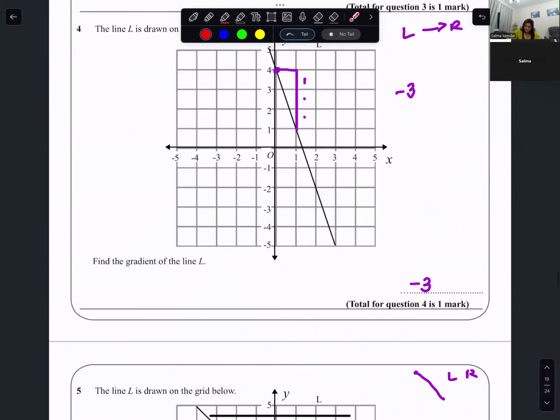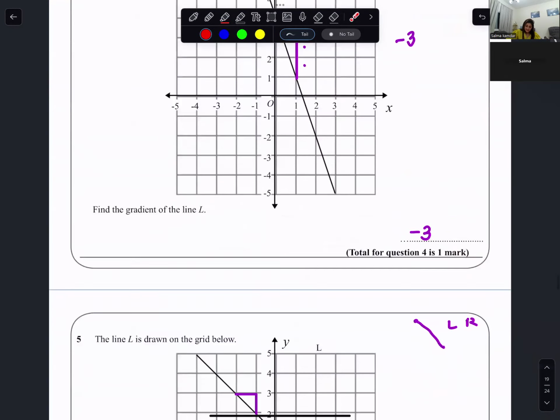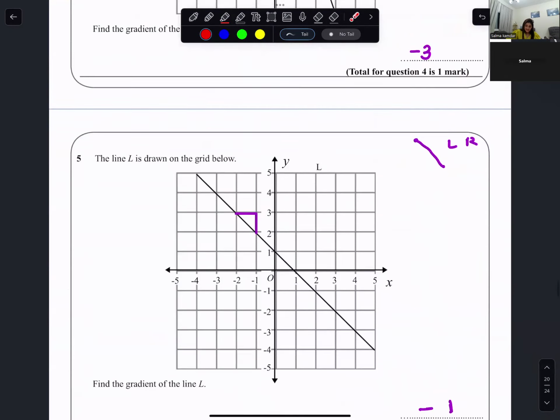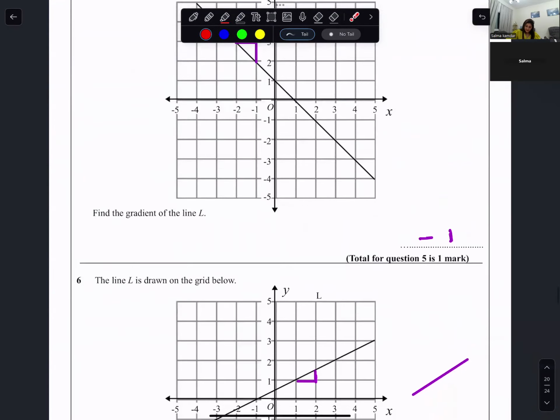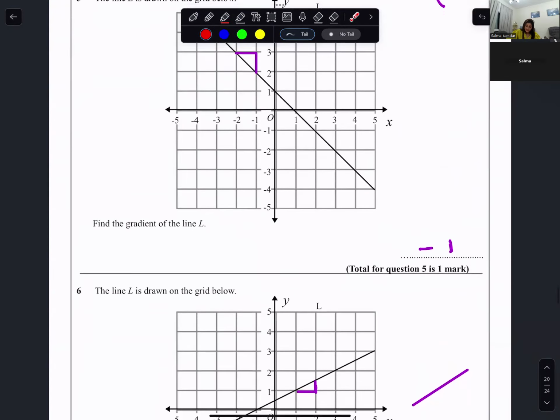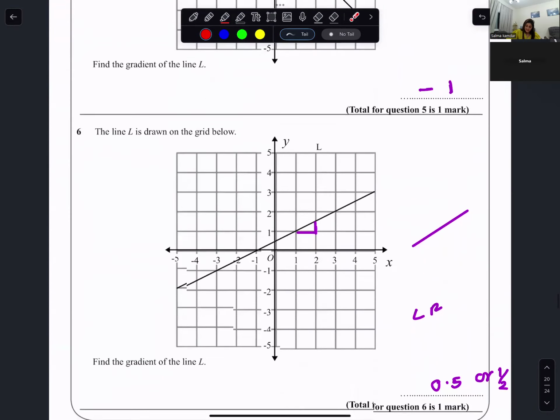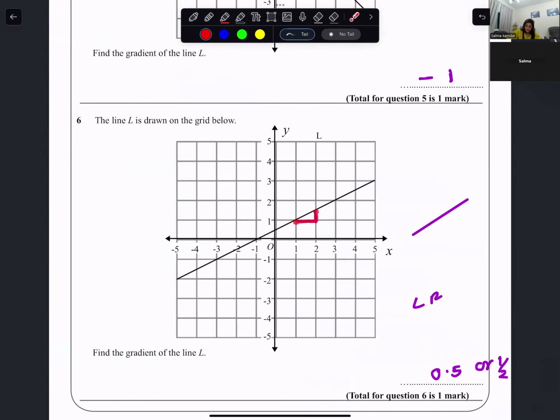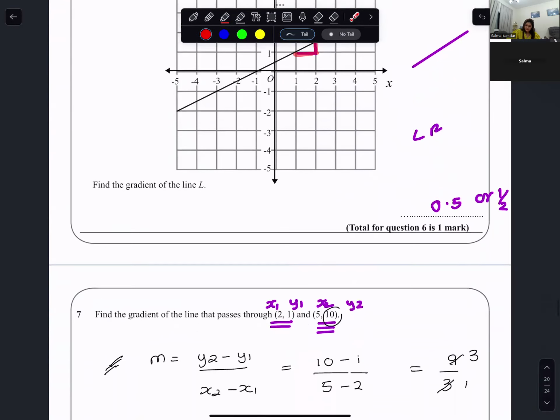Similarly, you will try this sum, and the next sum. I'm pasting the answers for you. Across, upwards. So the rise is 0.5 and the run is 1. So the gradient of your line is 0.5 or half.